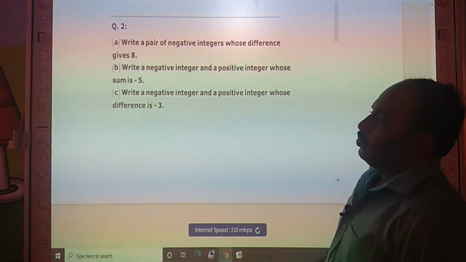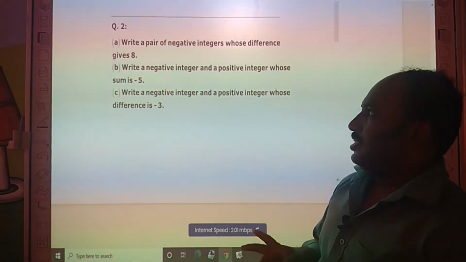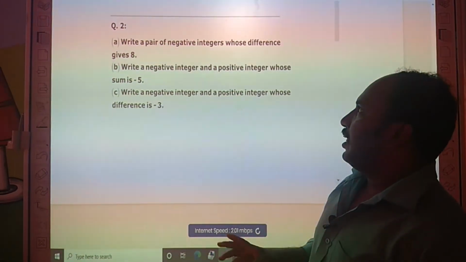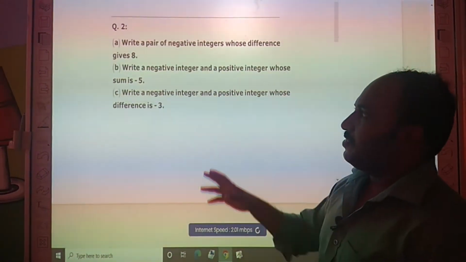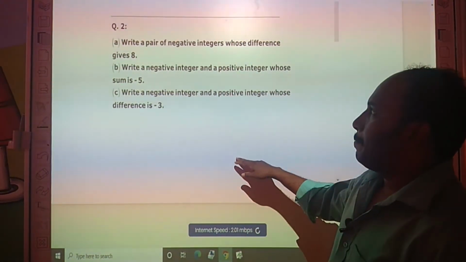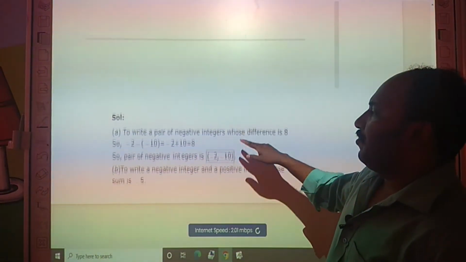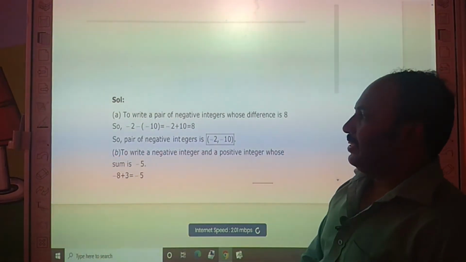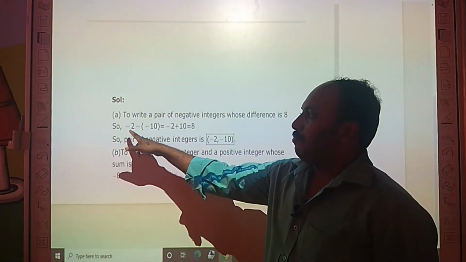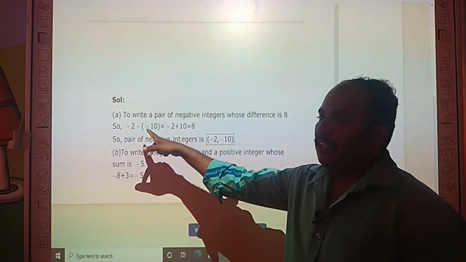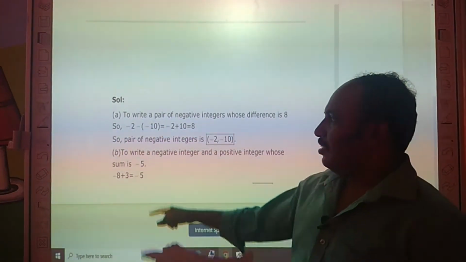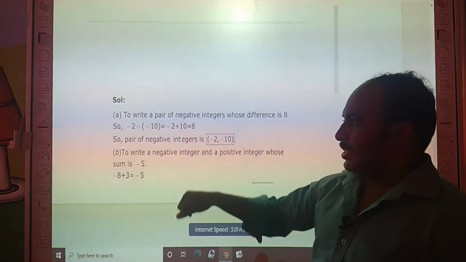Then question number 2, write a pair of negative integers whose difference is 8. We take negative integers, and the difference gives 8. The number minus 2 is a negative integer, minus 10 is a negative integer. So minus 2 minus of minus 10.